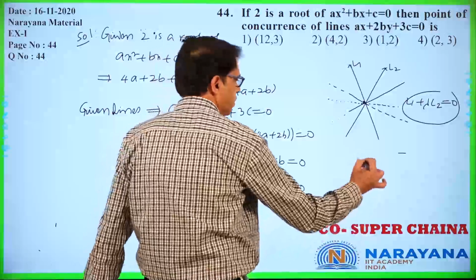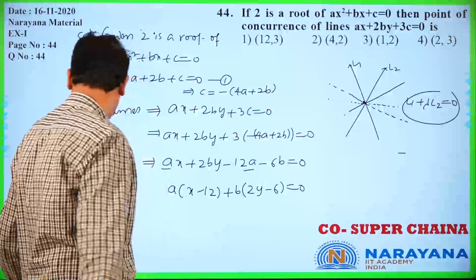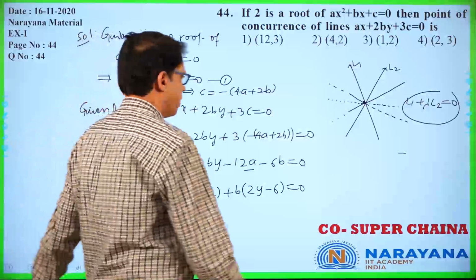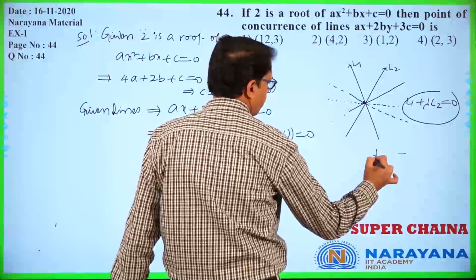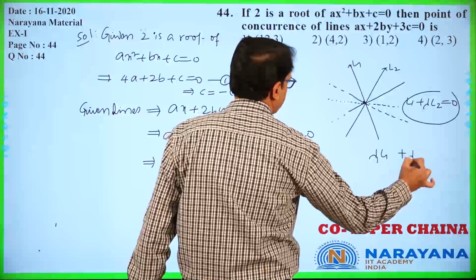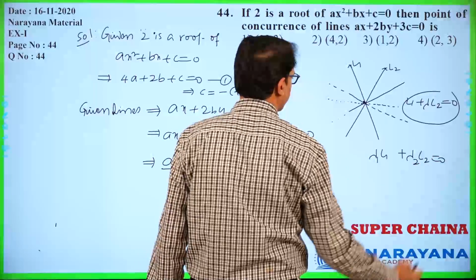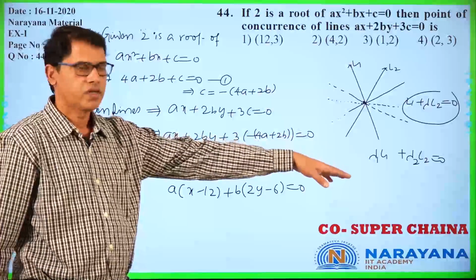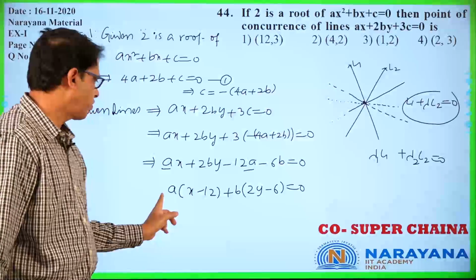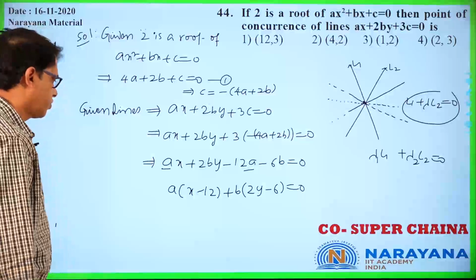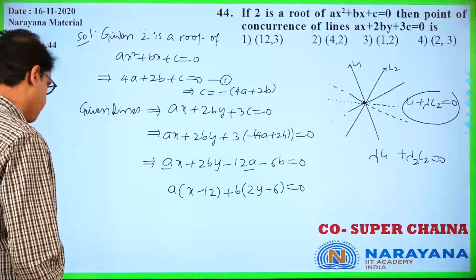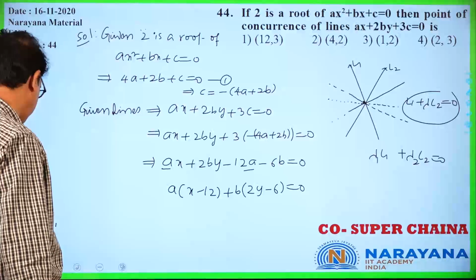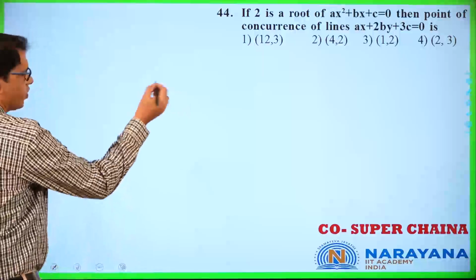Otherwise, lambda 1 L1 plus lambda 2 L2 equal to 0. That is also the same family of lines. If you divide by lambda 1, it becomes the same. So if you divide by a, what we get?